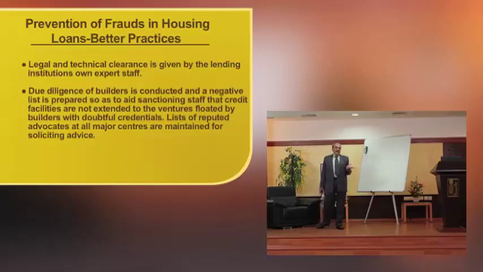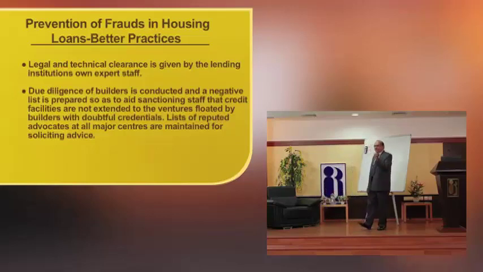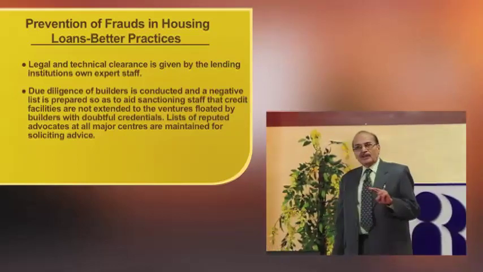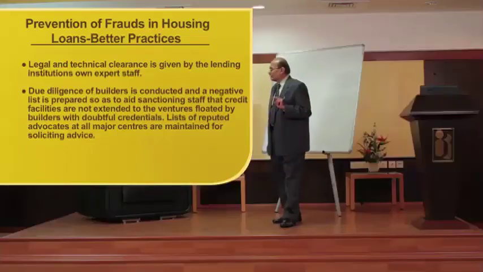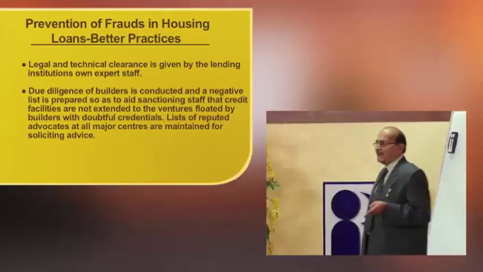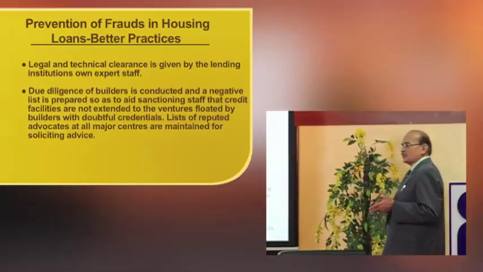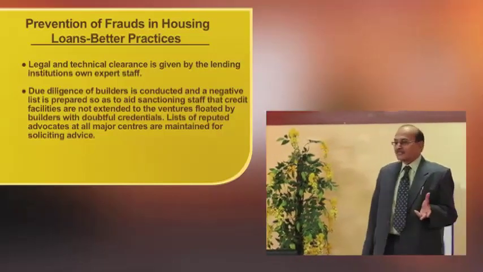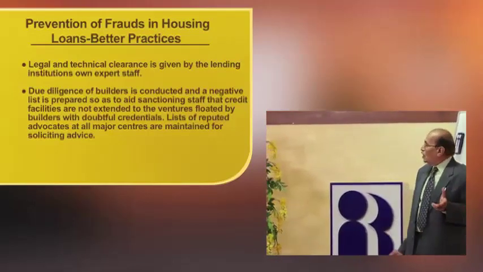To understand that the builder is a reputed one, due diligence on builders is to be conducted. Wherever there are instances where the builders have cheated some of the borrowers, they are to be put in the negative list. By preparing this negative list, it will help the personnel who are handling the home loan sanction proposals. They will be in a position to be on guard. A list of reputed advocates at all major centers is another thing which should be maintained for soliciting advice.